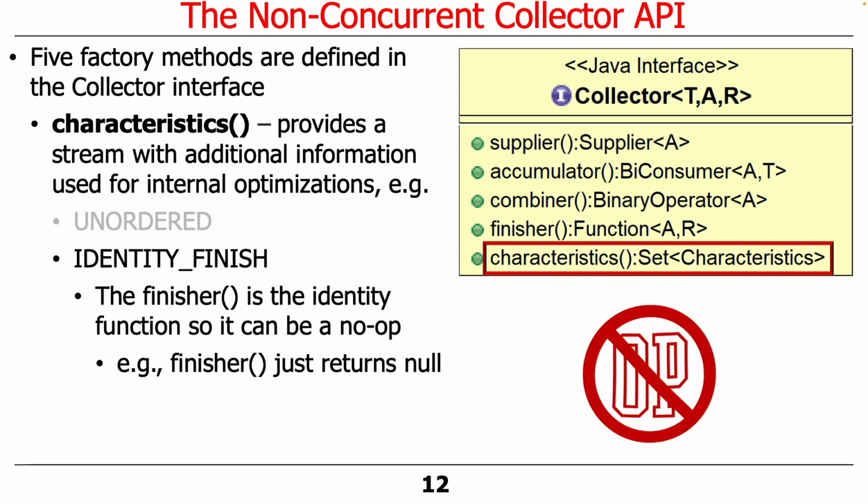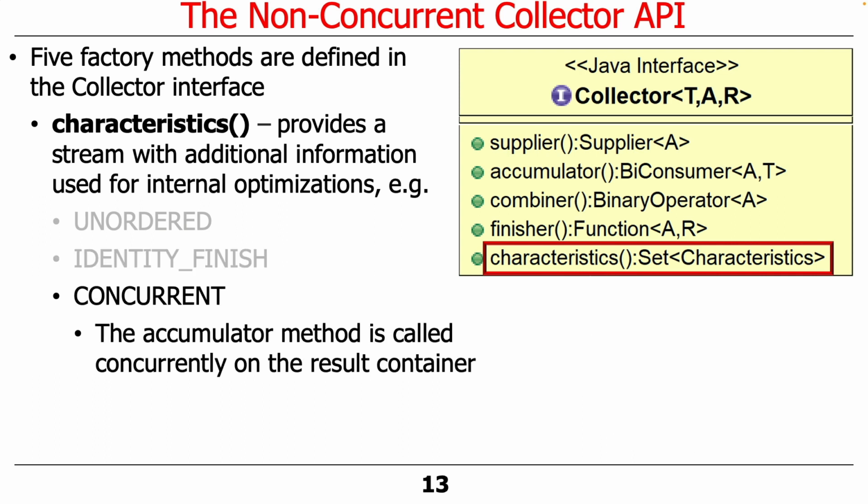There's also the concept of so-called IDENTITY_FINISH, which says that the finisher, which we'll talk about in a second, is the identity function. In other words, whatever we've been accumulating is just going to be returned back as the result of the collector. And therefore, we don't have to call the finisher at all. It can just return null. It's essentially a no-op. And then the third and final characteristic is CONCURRENT.